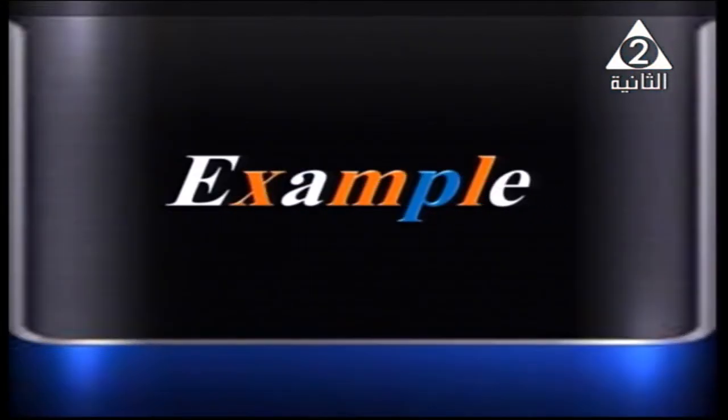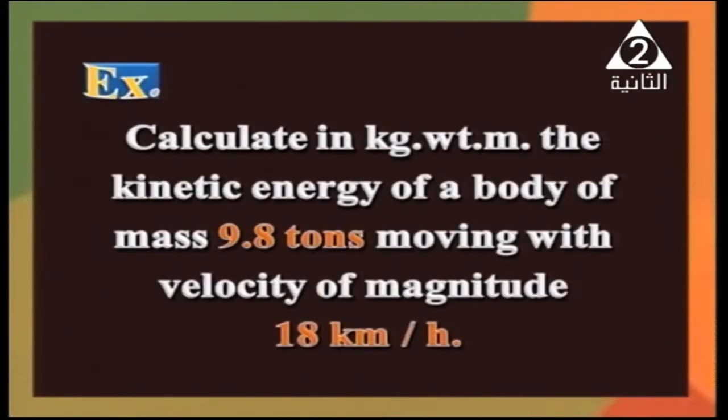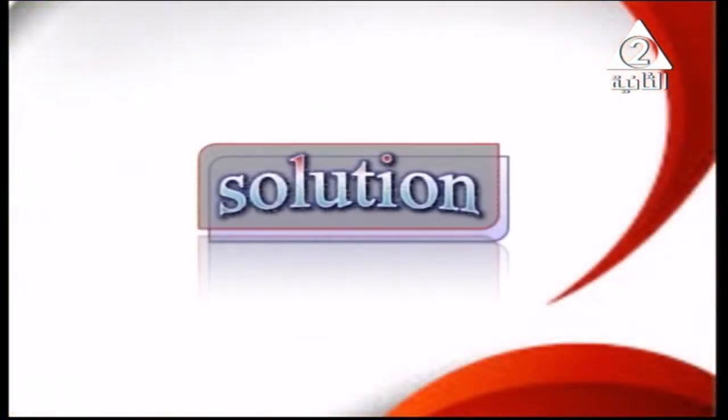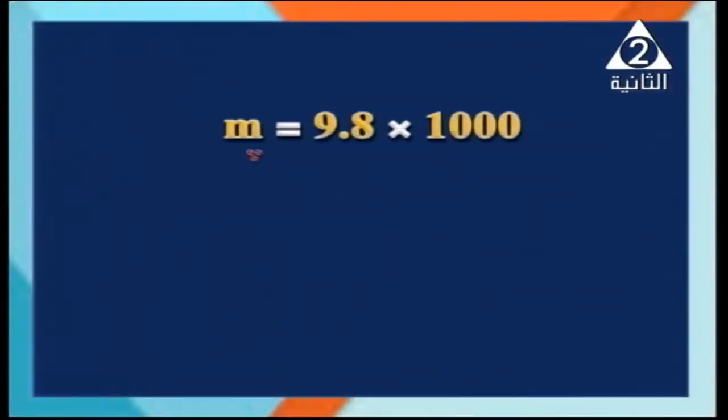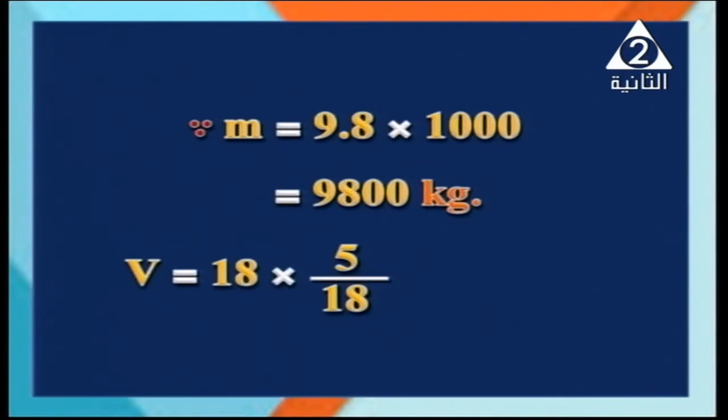Example. Calculate in kilogram weight meter the kinetic energy of a body of mass 9.8 ton moving with velocity of magnitude 18 km per hour. Solution. Since, my dear student, mass equals 9.8 times 1000 equals 9800 kilogram. Velocity: 18 times 5 over 18 equals 5 meter per second. We multiply by 5 over 18 to convert it to meter per second.